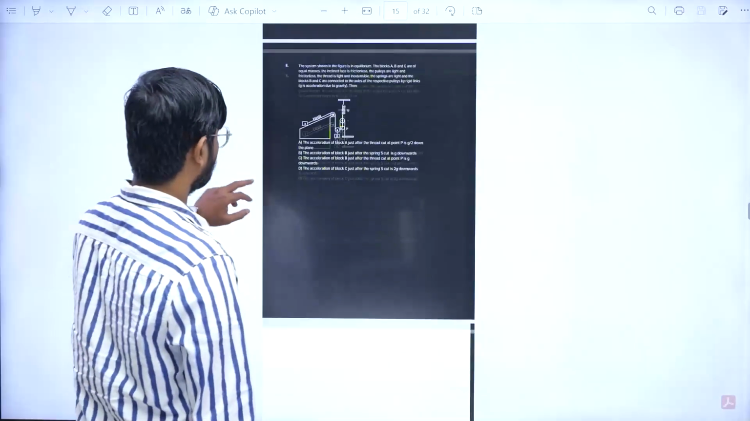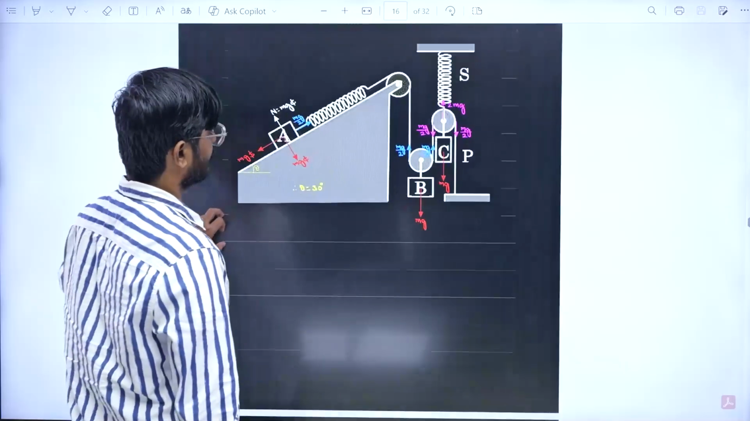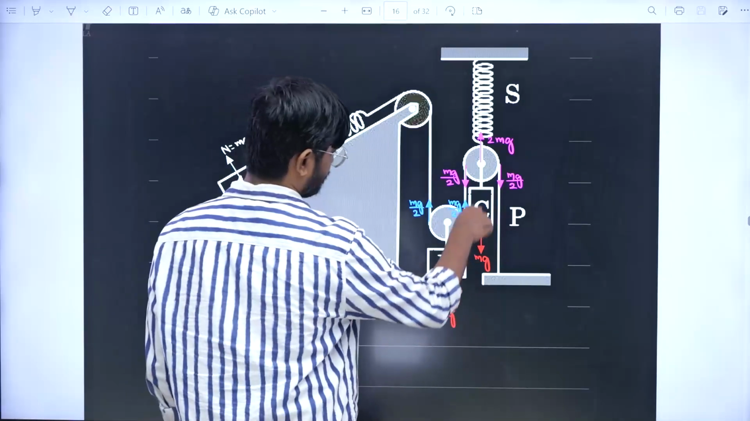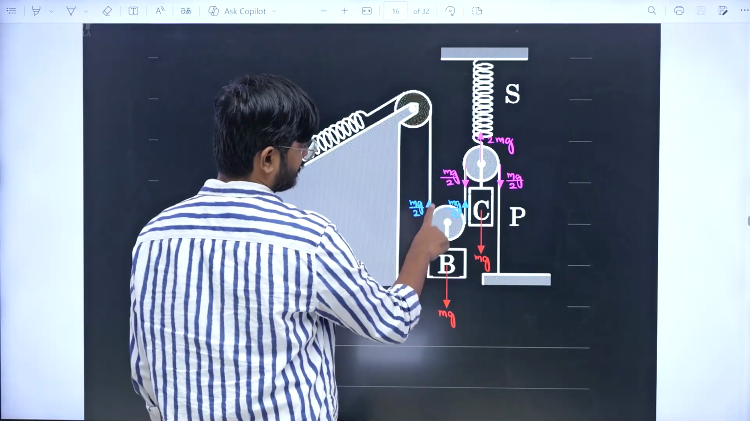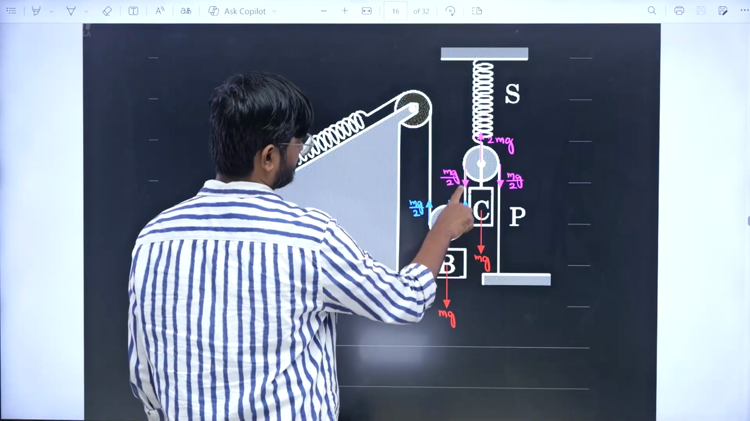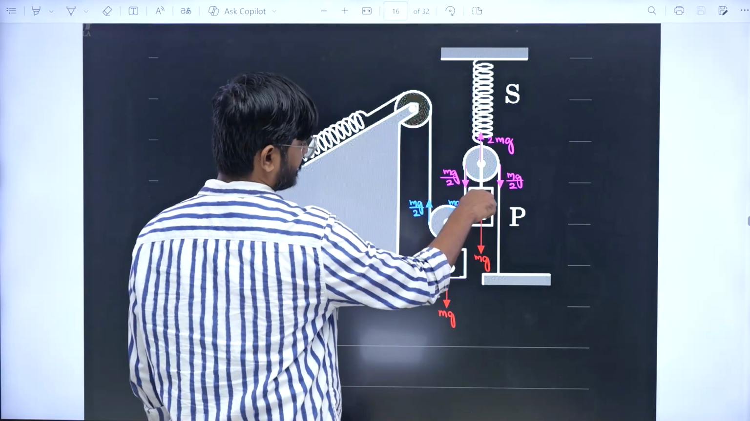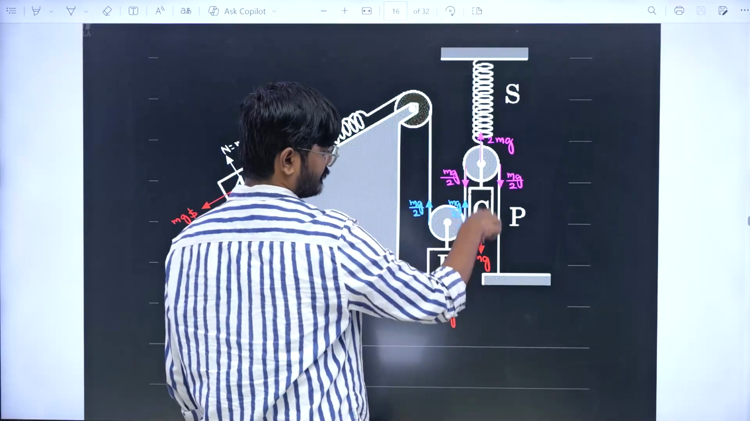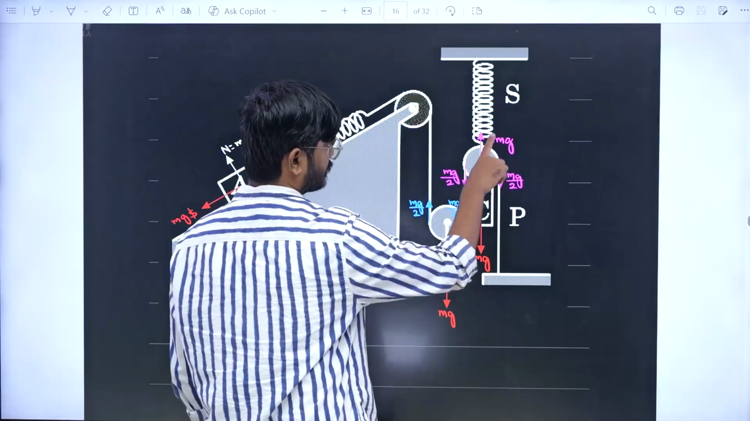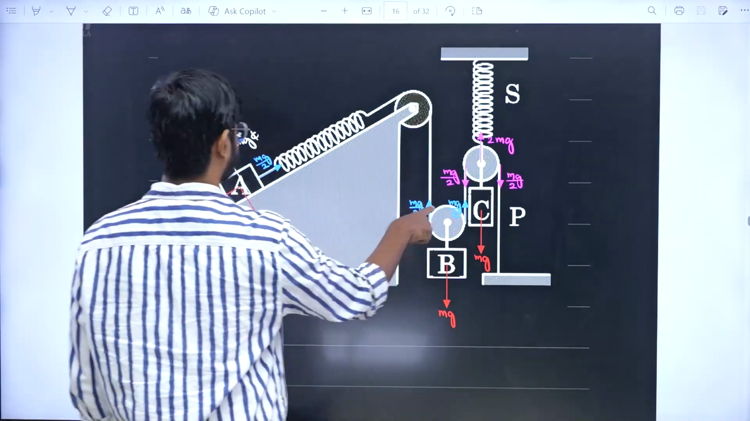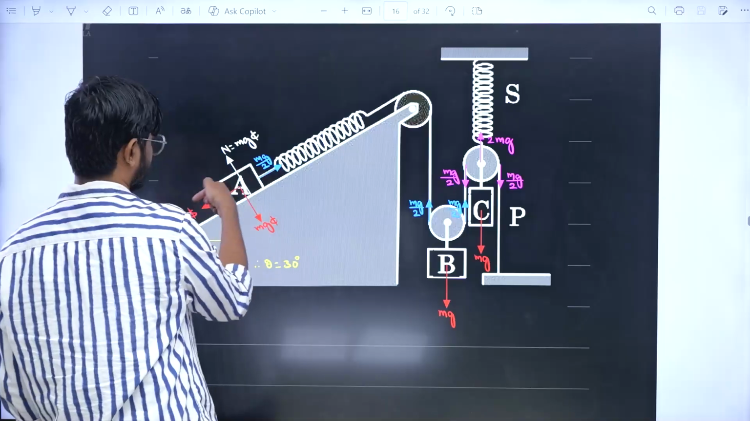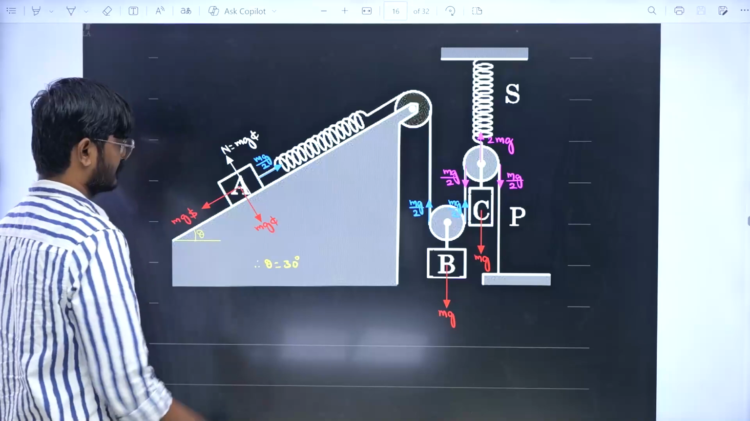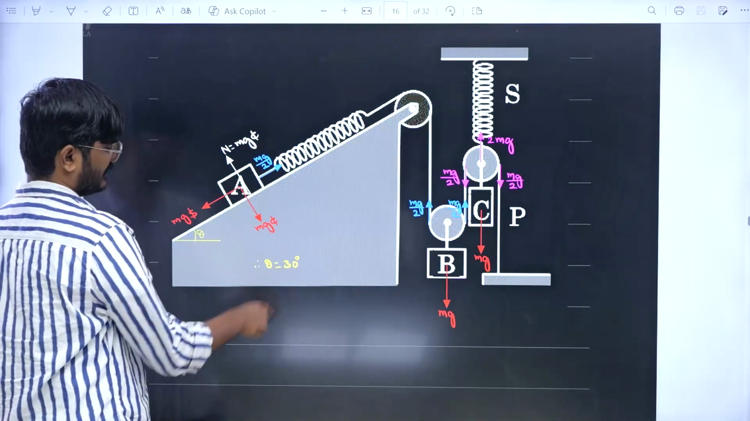So let us see what will happen before cutting. Before cutting, everything is in equilibrium. So this mg is balanced by these two tensions, so mg by 2, mg by 2. If this is mg by 2, this will be mg by 2. Now if you draw the free body diagram of pulley and C together, mg by 2, mg by 2, mg, so totally 2 mg downwards. So upward force is 2 mg. Similarly, if this is mg by 2, this should be mg by 2. So mg sin theta should be equal to mg by 2. Mg cos theta will be balanced by the normal. So from here you can understand that theta is 30 degrees.